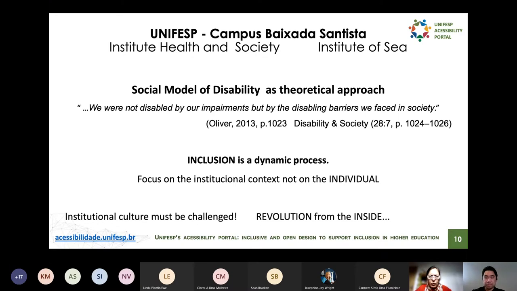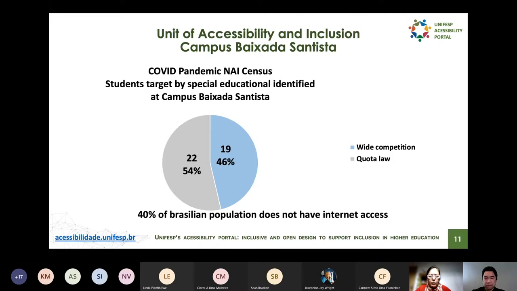I think that if you can change this slide, por favor.